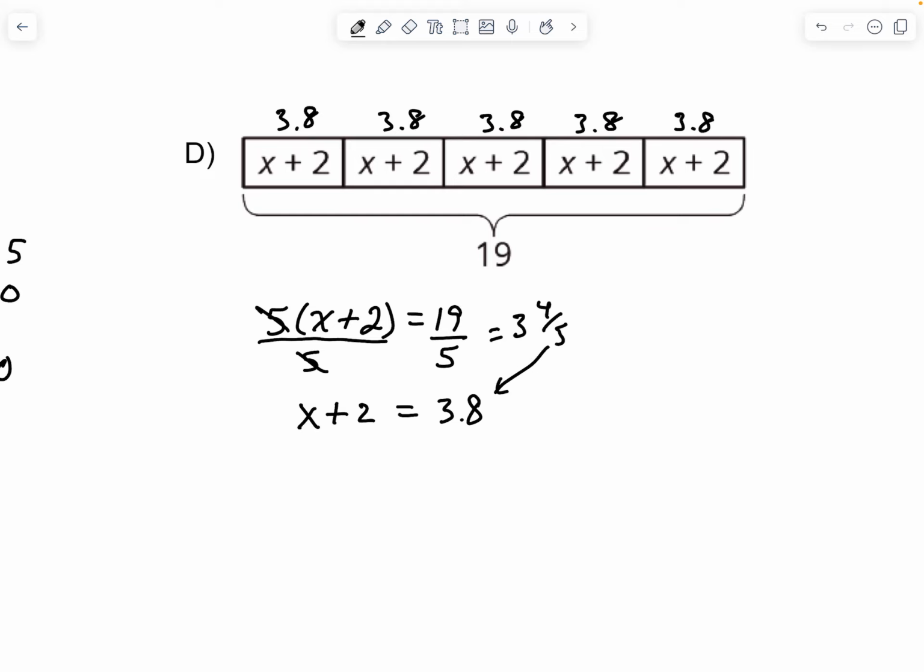So now our last step, if I know each box is worth 3.8, I have to take away 2 to figure out what the x is. In other words, 2 plus what gives me 3.8? And that answer is 3.8 minus 2 would give me 1.8.